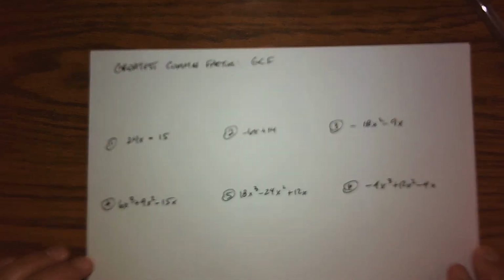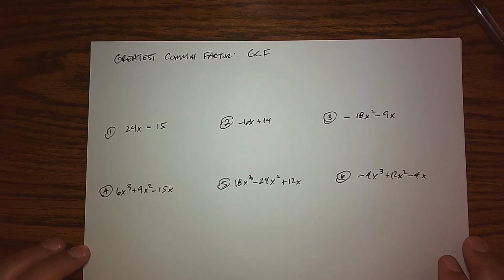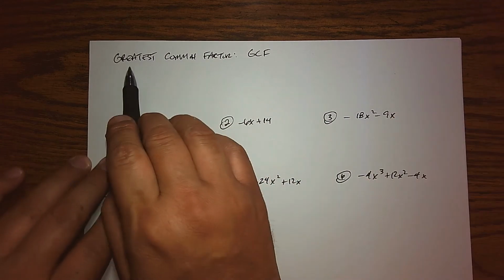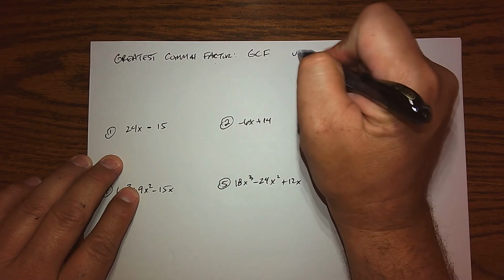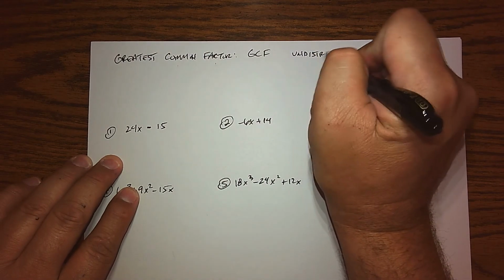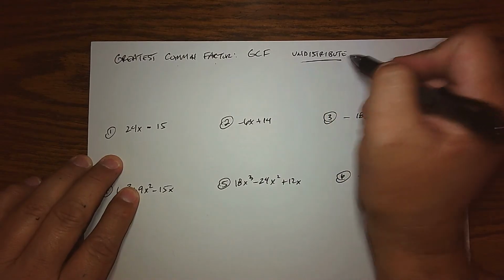Okay, so from the flow chart, I told you that the first thing we need to consider when factoring a polynomial is to look for a GCF. The meaning of GCF is we're looking for a greatest common factor. And what we're going to essentially do is undistribute it. So let's go back to distribution.